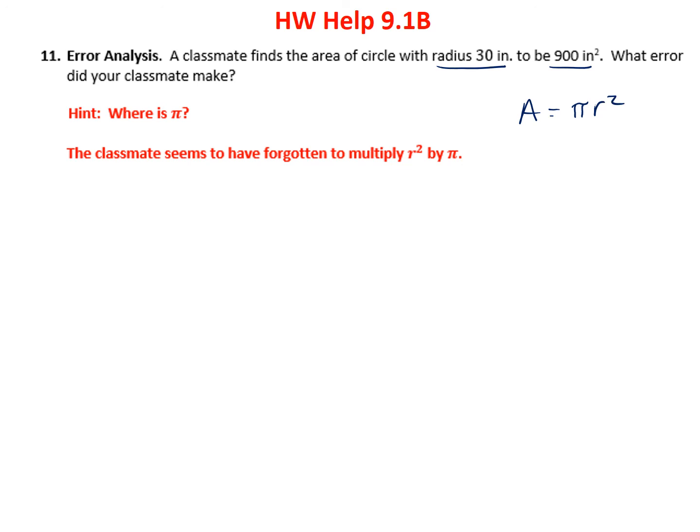And what our classmate's done is he's taken the 30 and squared it. 30 times 30 is 900, but he forgot the pi. So the correct answer is pi times 30 squared, 900 pi, or about 2827.4 inches squared. But notice right here, this is what's missing. He dropped the pi. He just did the r squared and forgot to put the pi.